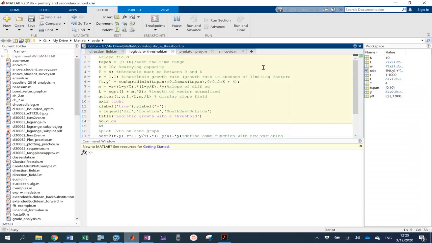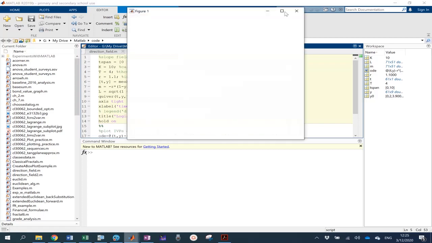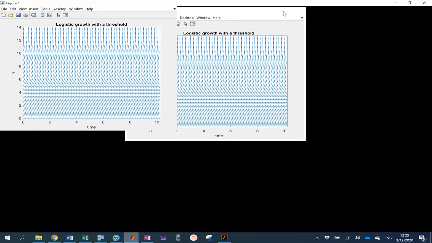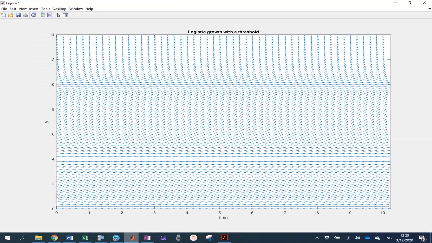And for this logistic model with the threshold, before I actually graph the solutions, what I'm graphing is called a slope field. And the slope field is going to pretty much tell us where to go. And we imagine that we're starting somewhere along here. We have an initial condition, and I'll put those in a moment. And this slope field tells me where to go.